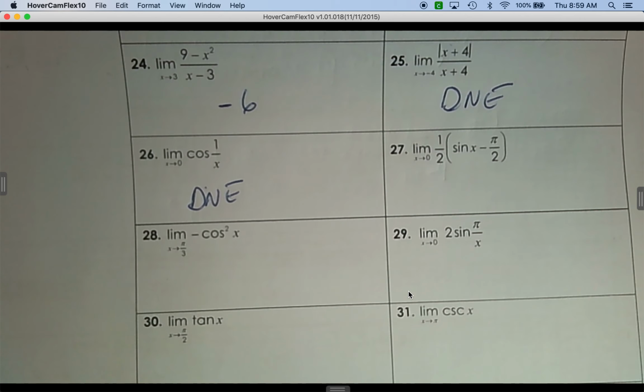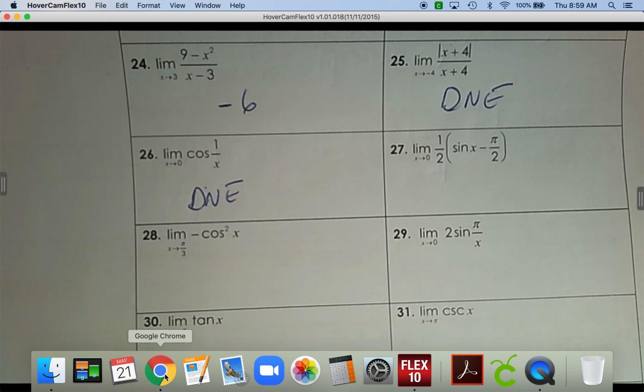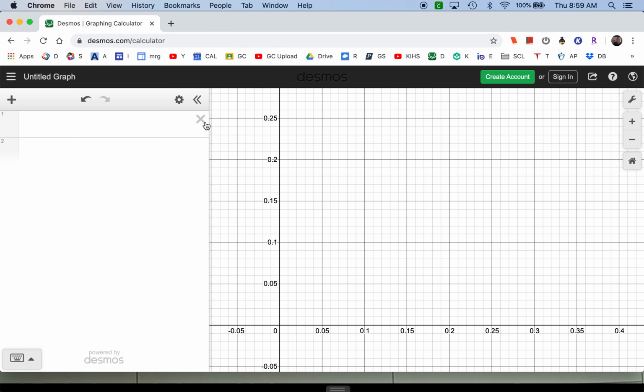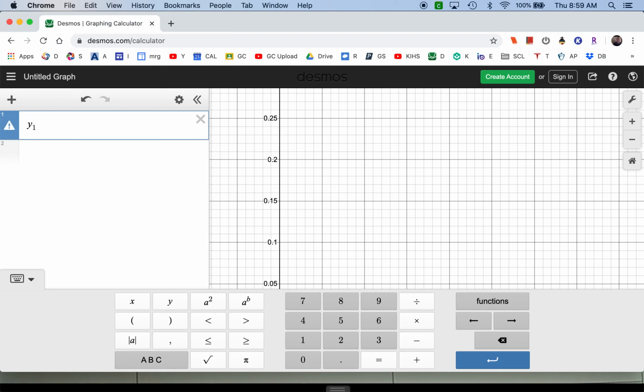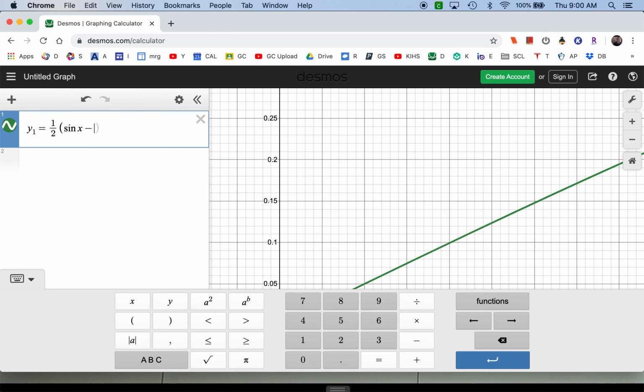27. Let's type that in. So let's get rid of that one. So y1 equals, and you could do it on your phone and then have it maybe on your Chromebook and be able to quickly go back and forth between the two. So we have 1/2. I have sine. If you just type in sine, it works too. Sine x subtract pi over 2. All right, so there you go in terms of typing it.